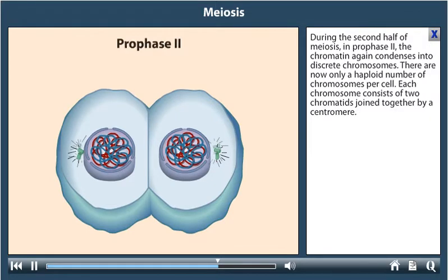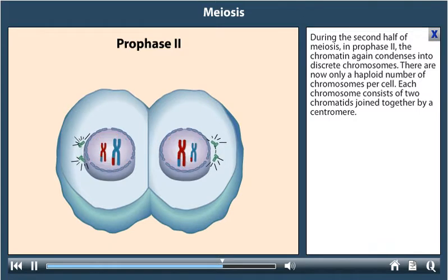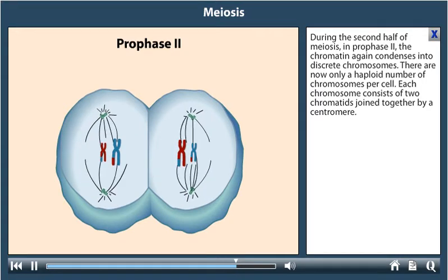During the second half of meiosis, in prophase II, the chromatin again condenses into discrete chromosomes. There are now only a haploid number of chromosomes per cell. Each chromosome consists of two chromatids joined together by a centromere.